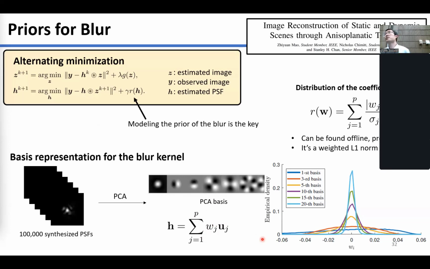And I can do this offline. I can find out the statistics of the W's. These are the coefficients. And I can show you that the W's are not distributed according to a Gaussian. The W's are drawn according to some kind of Laplacian. That's an L1 norm for the W. And there is also a hyperparameter sigma. So it's a weighted L1 norm of the W's. Once I know the W's, and the Uj's are predefined, then I can construct the H. So you do have a prior for the blur instead of using a completely blind guess of the blur.